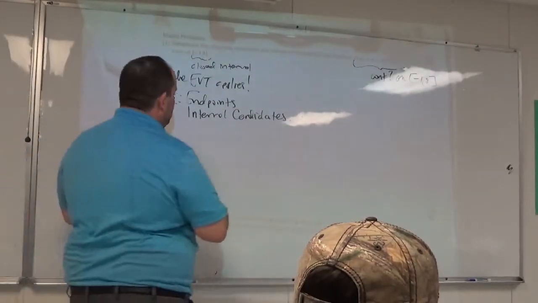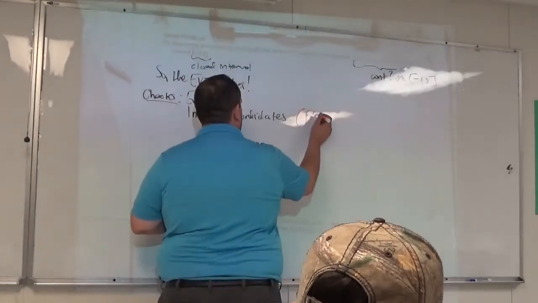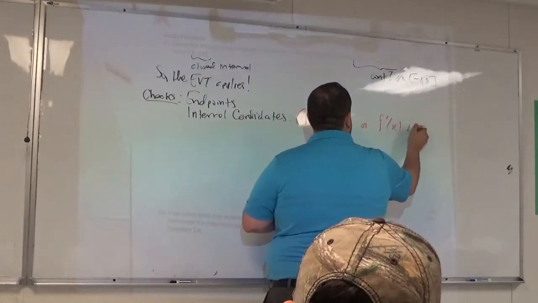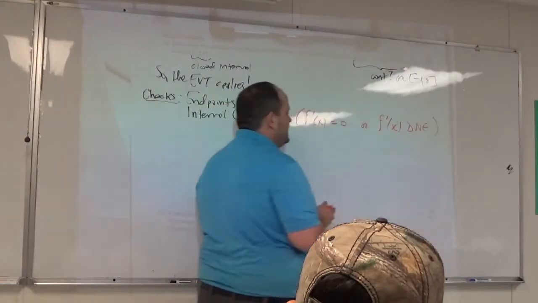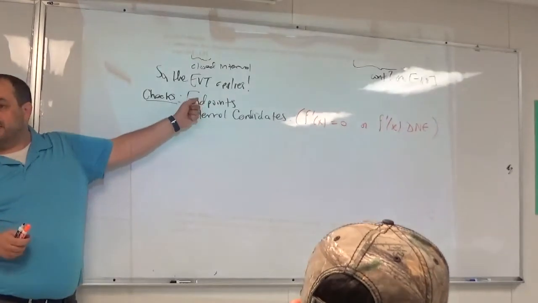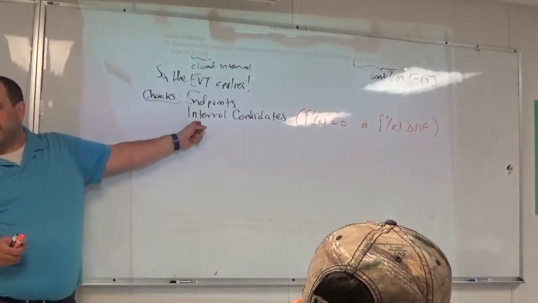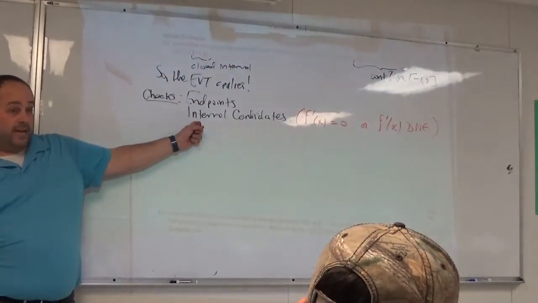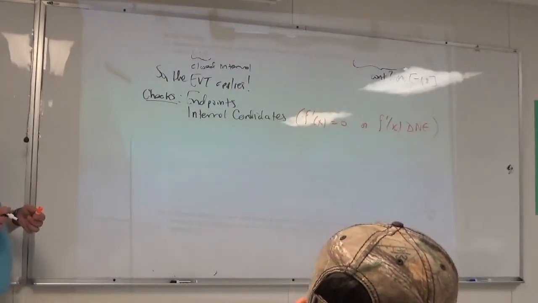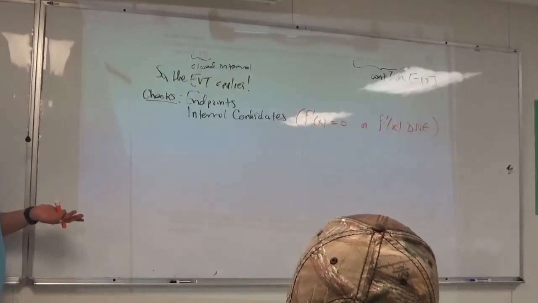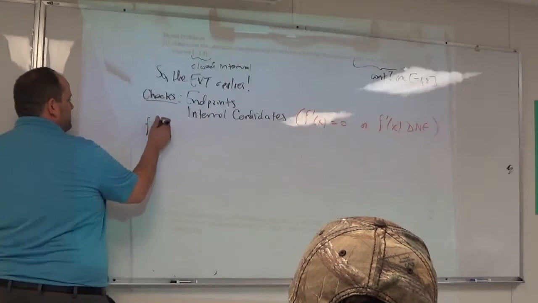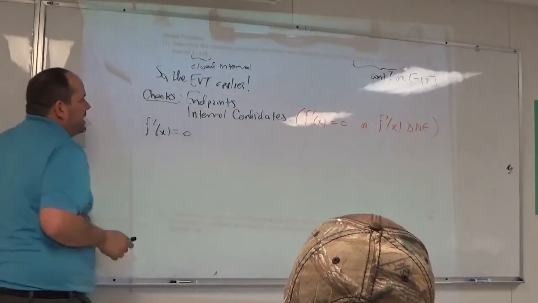Internal candidates are your relative maximums and relative minimums. It's going to be places where the derivative is equal to 0 or the derivative does not exist. If you're going to have an absolute max or an absolute min, it happens at an endpoint, or it happens at a relative extrema, a relative max, relative min. Now, good news, we know what the endpoints are. The endpoints are -1 and +8.